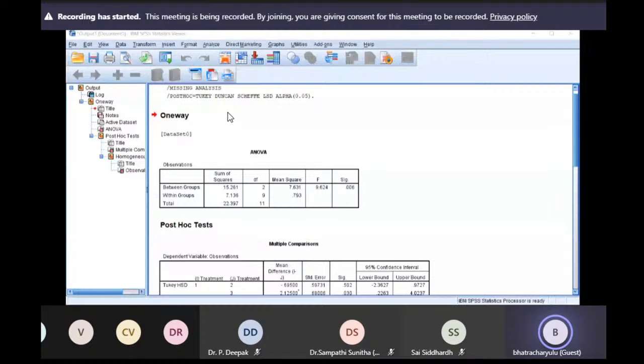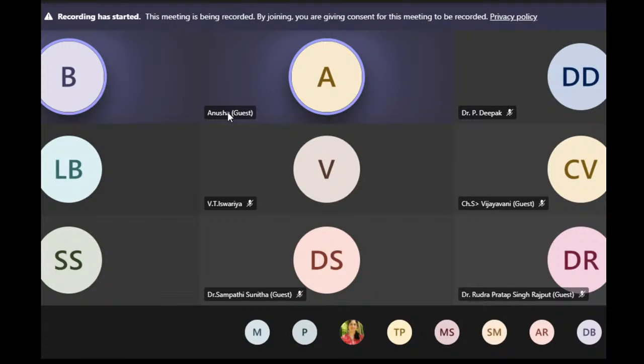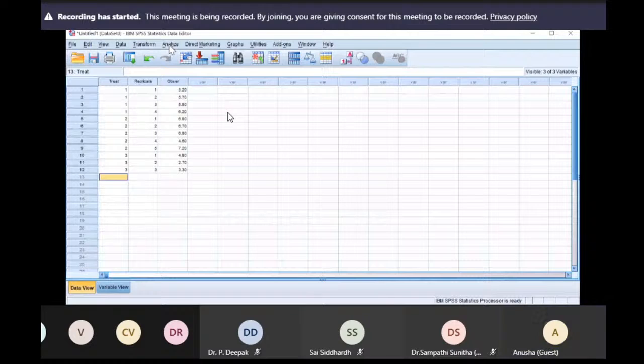Okay. Again, please repeat the same process and show it, Anusha. You share the screen of the table, and again the same. If you are having any doubts, you can unmute and ask now. Any doubt about this one?